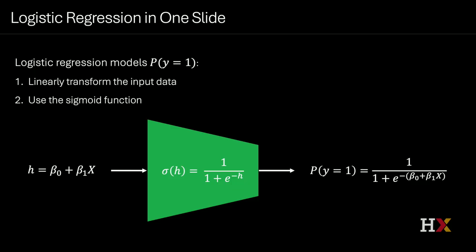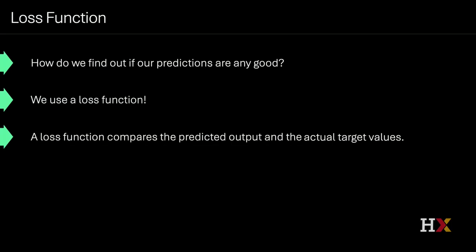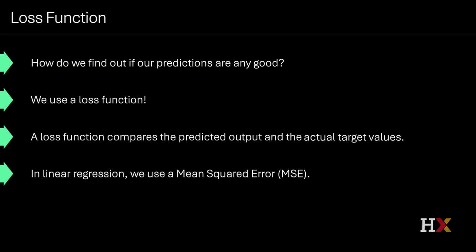Okay, let's put it all together. We start with a linear combination of the input, that's the h value. Then we feed it through the sigmoid function, which acts like a soft gate, squashing the output into a number between 0 and 1. That number is our predicted probability that the label is 1. This setup, linear transformation followed by nonlinear activation, is the core idea behind not just logistic regression, but also neural networks.